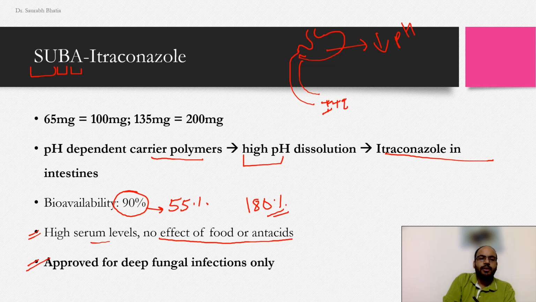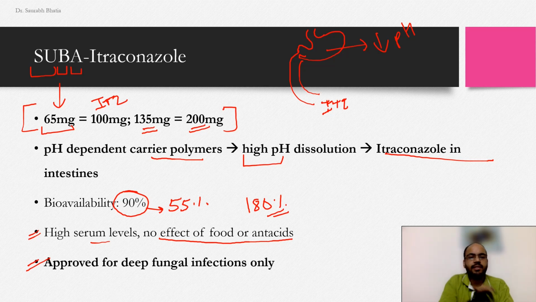Since SUBA-Itraconazole has more bioavailability, even 65 milligram of SUBA is equal to 100 milligram of conventional or normal itraconazole, and 135 milligram of SUBA is equal to 200 milligram of conventional itraconazole. These dosages you must remember. They are easily asked in vivas and exams. For SUBA you use a lower dose because a lot is absorbed in the intestine.